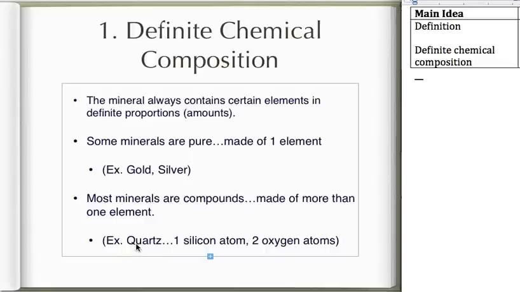So quartz or silica has 2 types of atoms in it, but those are locked together to form a quartz molecule. And so all quartz everywhere in the world, no matter where you were to go, is going to be made up of these same ratios of things. So a mineral has a definite chemical composition. It's always the same thing, no matter where you find it.